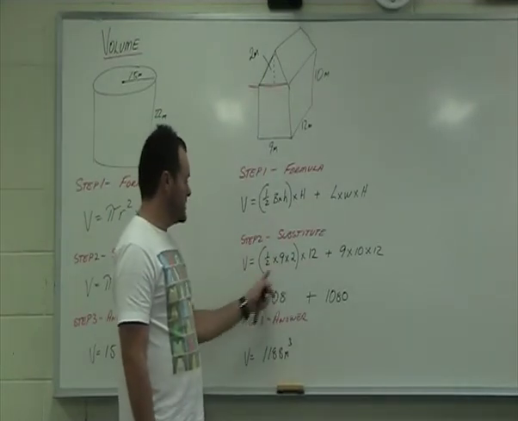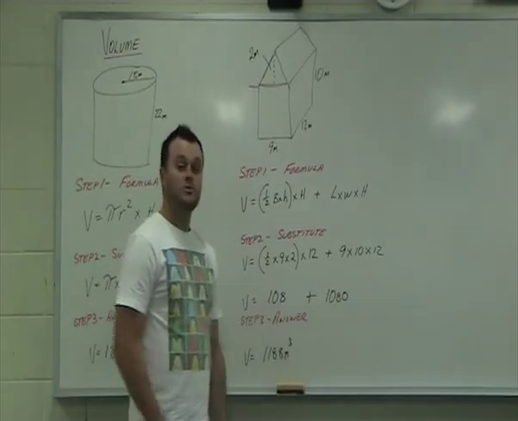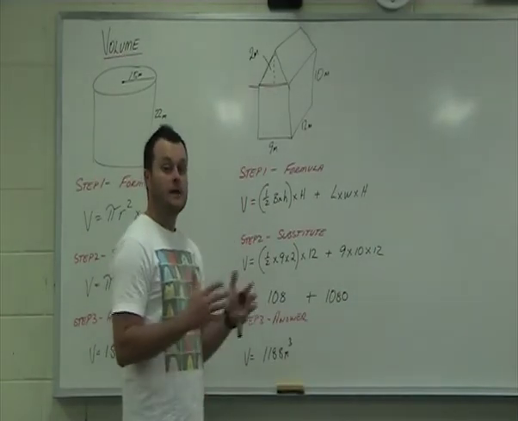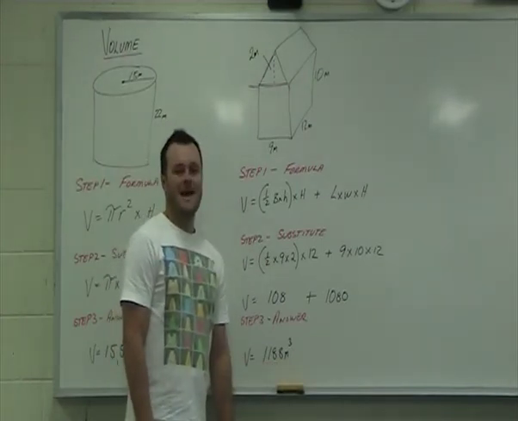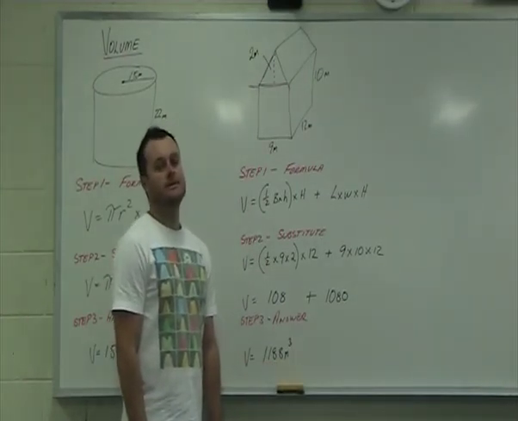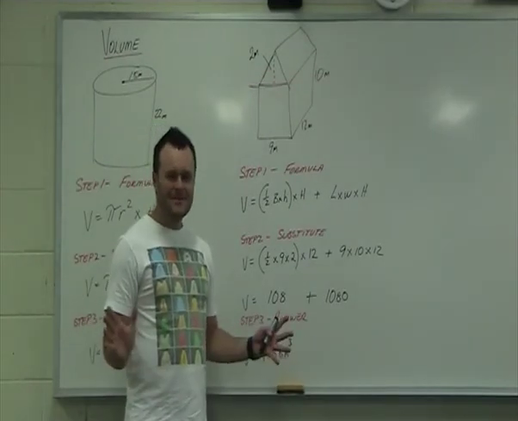So, doing those in, that one there equals 108. This one here is equal to 1080. We're just going to add those two together, which will give us 1,188 cubic metres. Alright, hope you got both of those right. I hope volume is easy for you now.